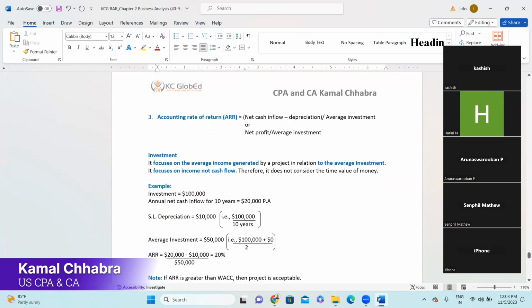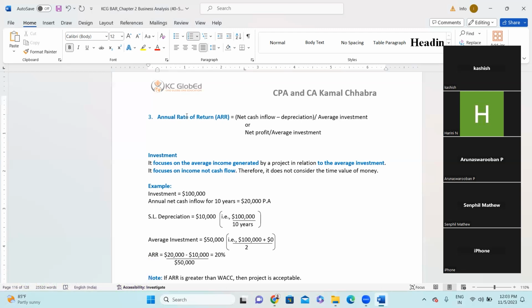Next is annual rate of return. Have you... accounting rate of return? No, it should be annual rate of return. It is net cash inflow minus depreciation divided by average investment, or net profit divided by average investment. Average investment is opening investment plus closing investment divided by 2. That is how average investment comes, right?